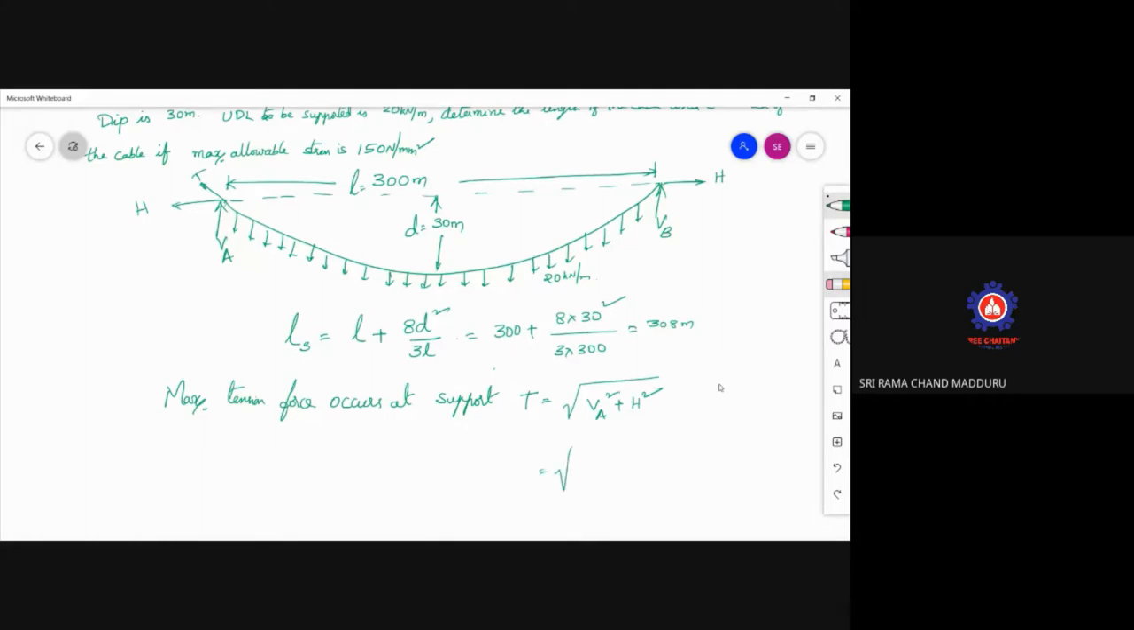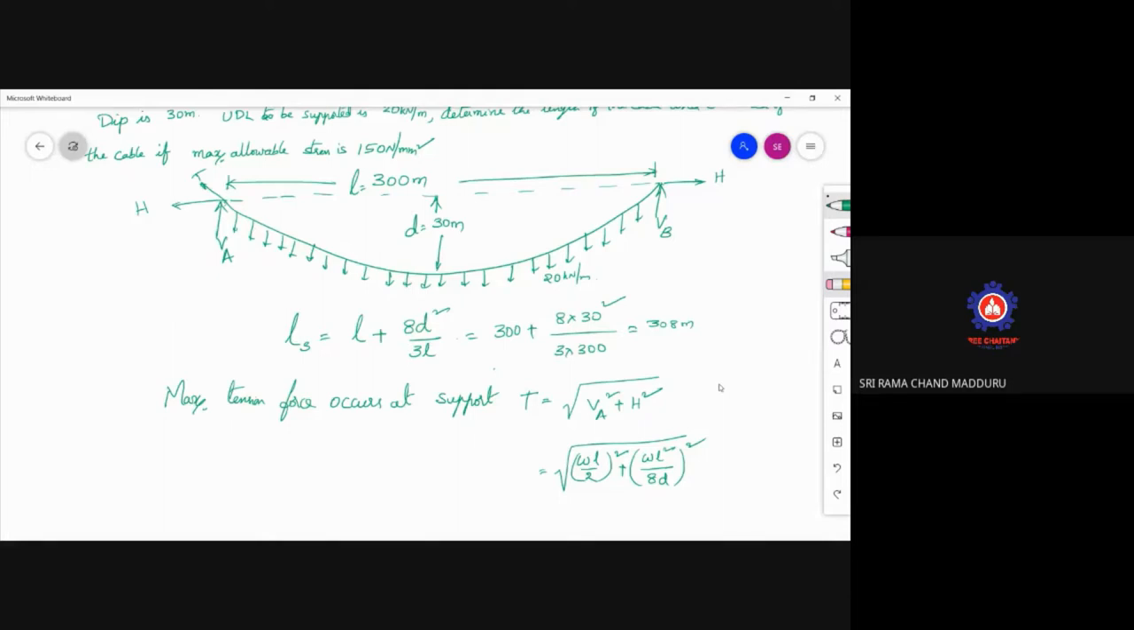So for a parabola, VA with a UDL is WL by 2, whole square, plus, what is the horizontal force? We have written the formula for H. WL square by 8D, whole square. Is it right or wrong? If it is wrong, just tell me what is the H value. So H is WL squared by 8D.